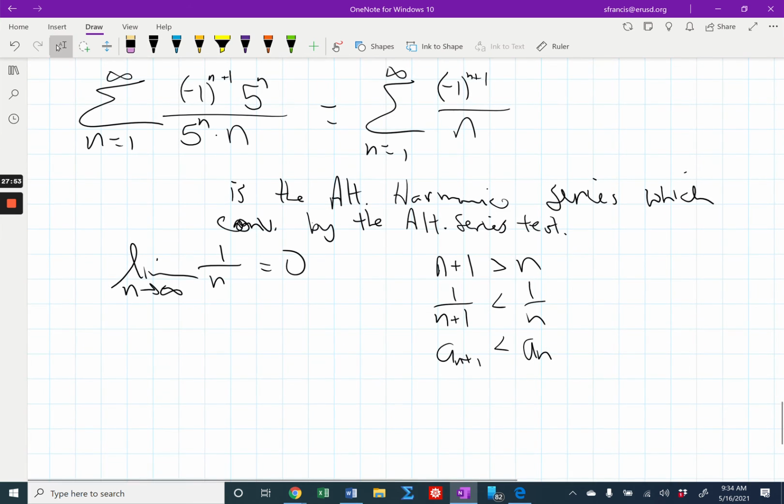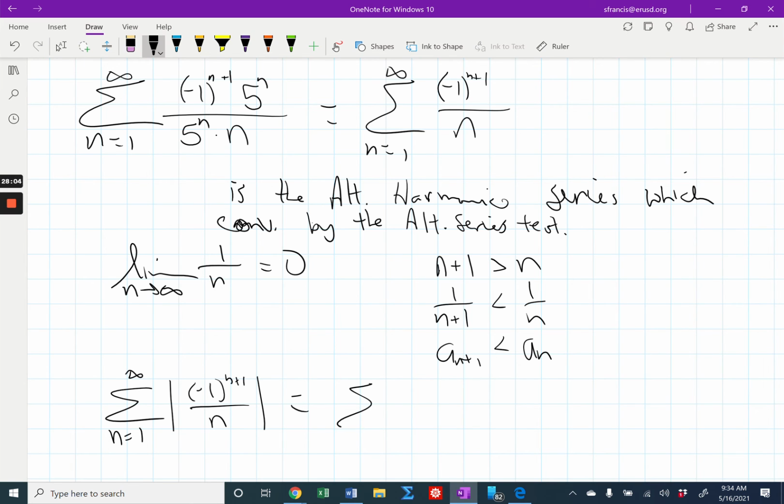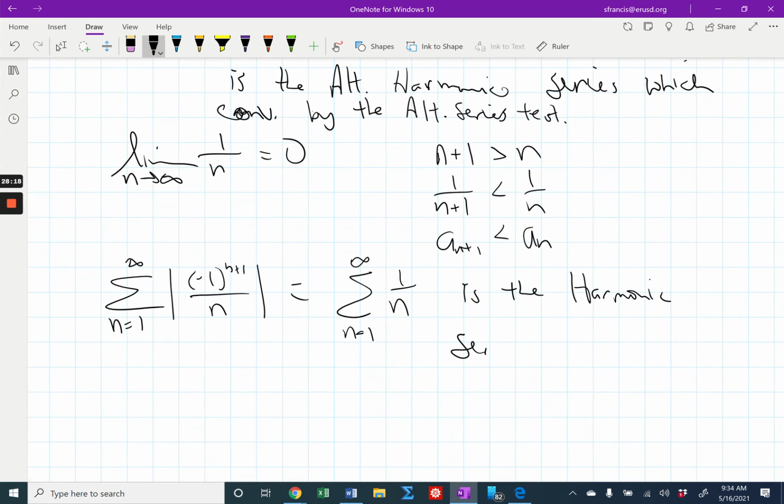Now, we're not done because that gives us convergence. We've got to take a look at the magnitude. If you would have done this first, and that would have been fine, you still would have had more work to do. This is the harmonic series when you take the magnitude, which diverges. And all you have to do is state that. And if you state that and what we showed up there, then we've shown conditional convergence.